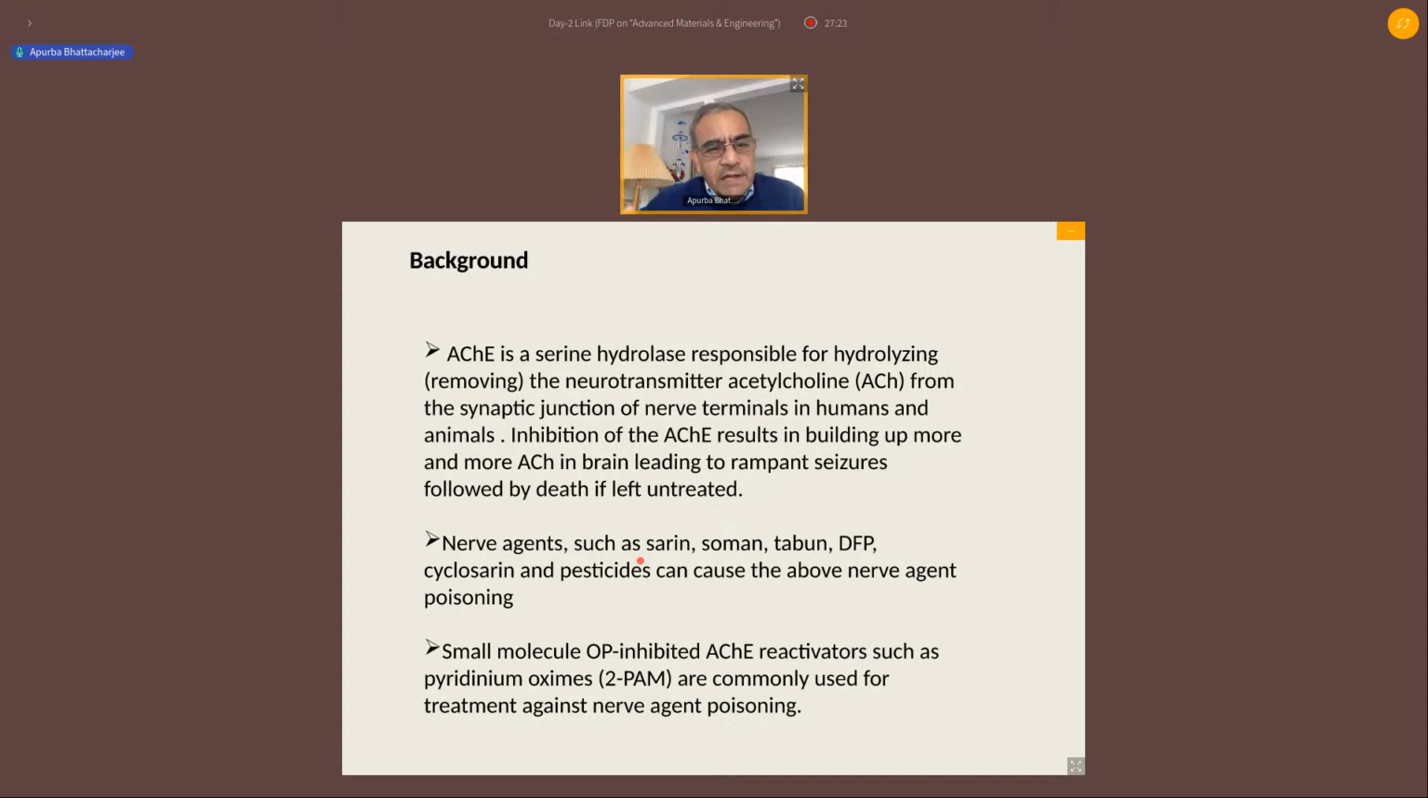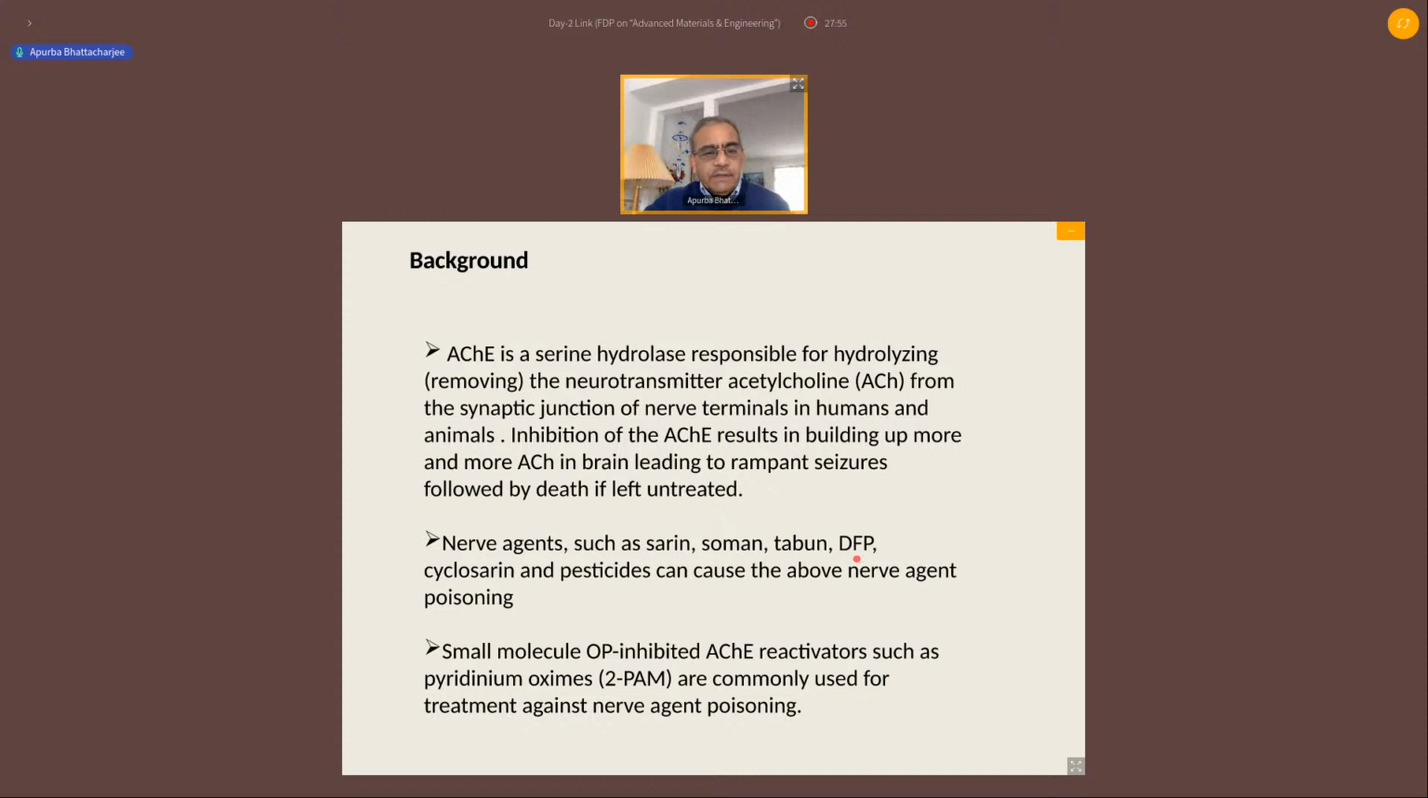Now, when organophosphorus compounds, the poisoning agents, interact with a person, acetylcholinesterase is immediately inhibited. As a result, acetylcholine starts building up in the brain, and that causes seizure. If that seizure is not treated, it could be fatal. The common nerve agents used in warfare are sarin, soman, tabun, and DFP.